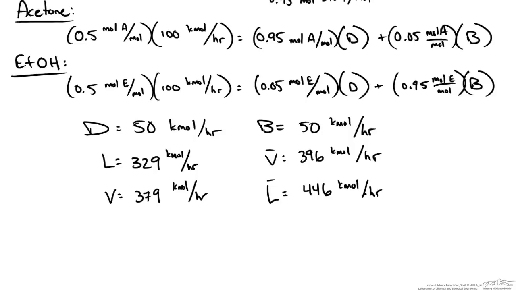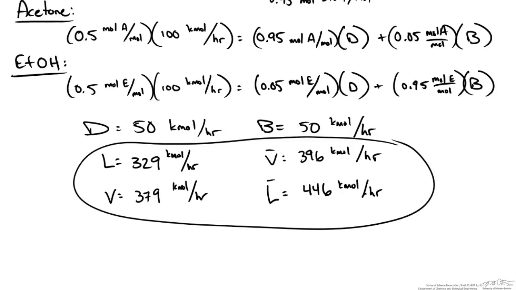So you notice even though our product in our distillate is kind of low at the 50 kmol an hour, that's to maintain a continuous separation with 100 kmol coming in, our refluxed circulating flow rates are much higher.